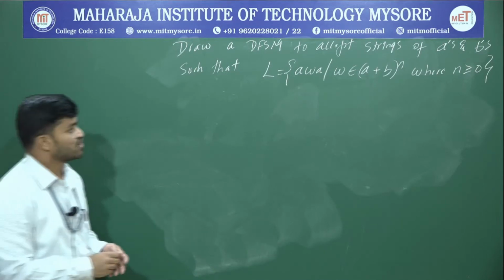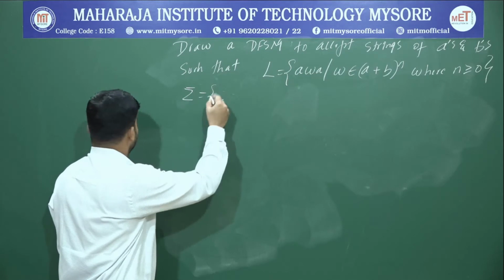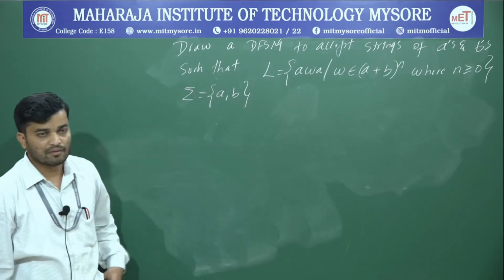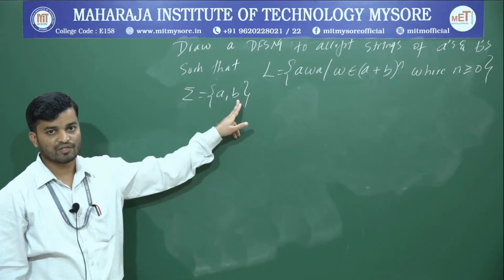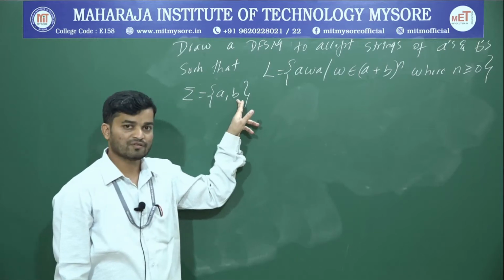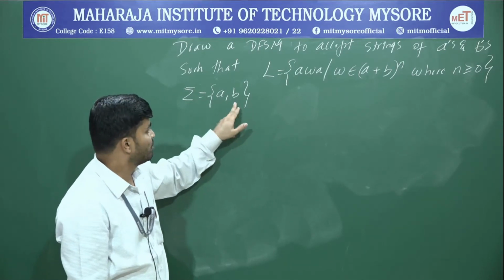Draw a DFSM to accept strings of A's and B's. So strings of A's and B's, therefore your sigma is going to become A comma B. Strings of A, B, C's, sigma is going to become A comma B comma C. Strings of zeros and ones, sigma is going to become 0 comma 1. Now sigma is over.